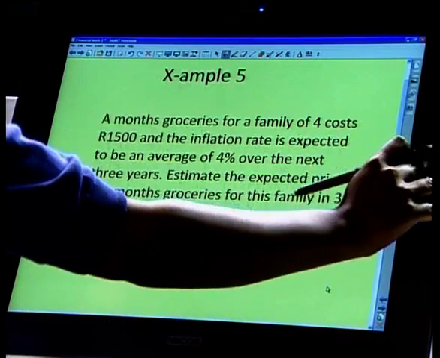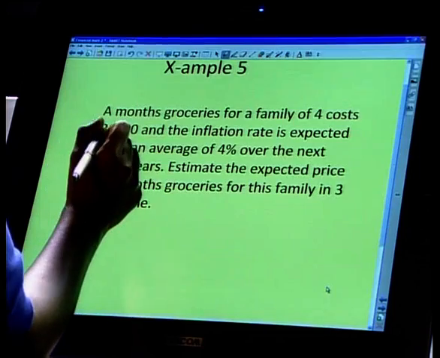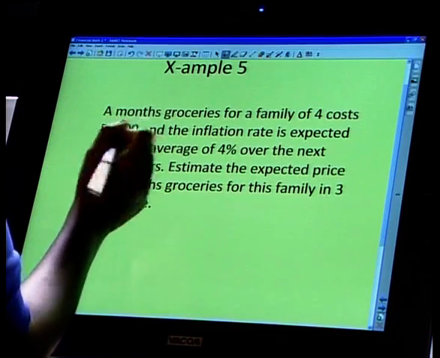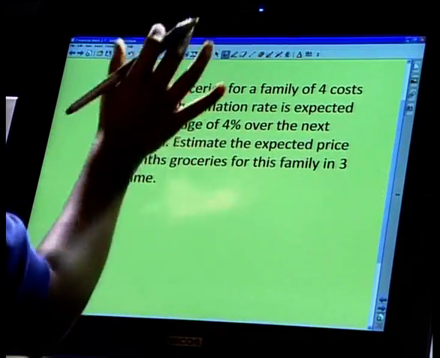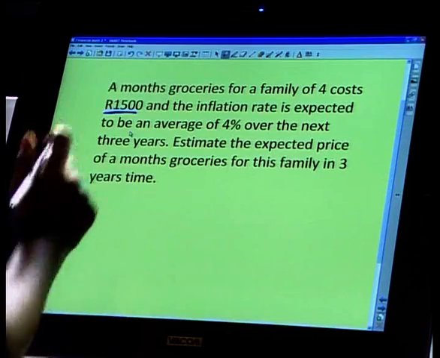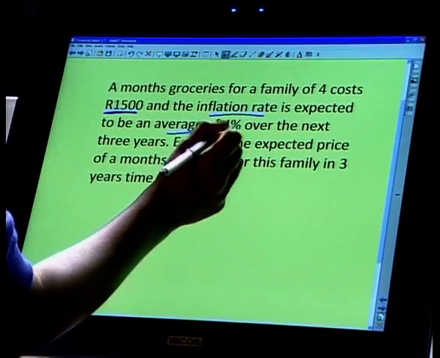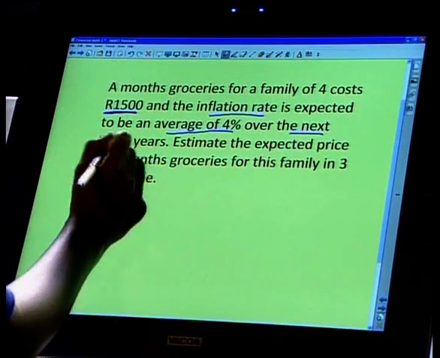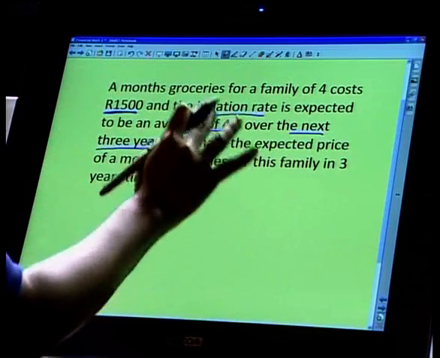Example 5. We are told that a month's groceries for a family of 4 costs 1,500 Rand. So when they go to the grocery store, that's how much they're going to spend that month buying their groceries. The inflation rate is expected to be an average of 4% over the next 3 years. So that just means that over the next 3 years, the inflation rate is roughly going to be 4% all the time. So it's just a rough estimate.